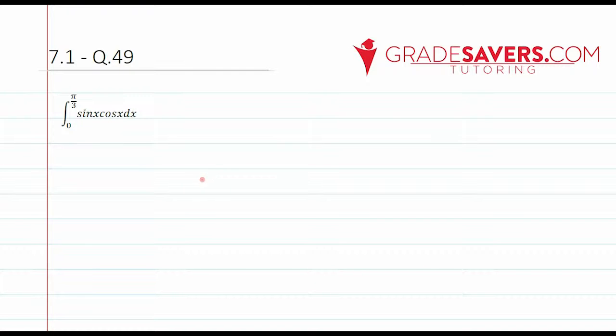The question is, what is the definite integral from 0 to pi over 3 of sine x cos x dx? And this is a trig question. I know how much everybody loves trig questions, so let's see where this leads us. We will let u equal sine x because we have to use substitution in this chapter.